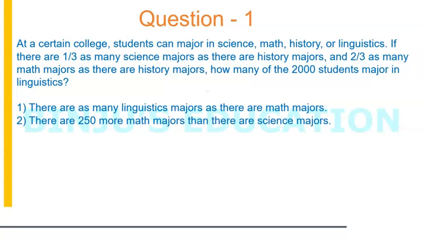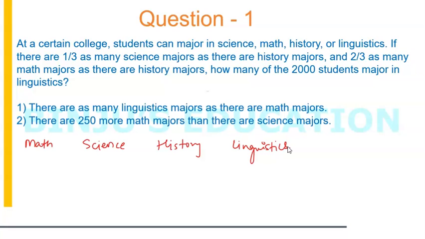All right, let's see how we can solve this one. At a certain college, students can major in science, maths, history and linguistics. So we have math, we have science, then we have history and we have linguistics. These are the 4 subjects.